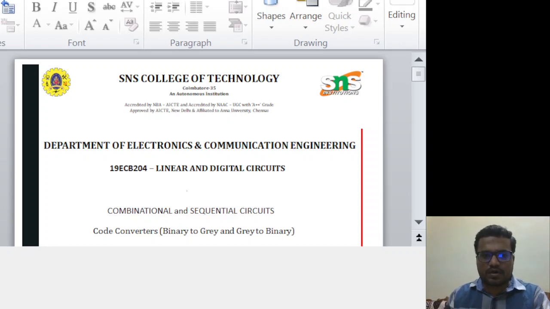I am going to talk about combinational and sequential circuits. In that, we are going to see code converters. There are a lot of code converters available for circuits. Here, we are going to discuss binary to gray converters and gray to binary code converters.